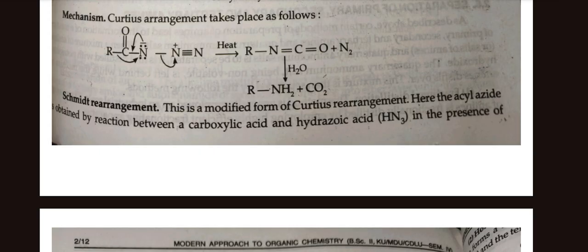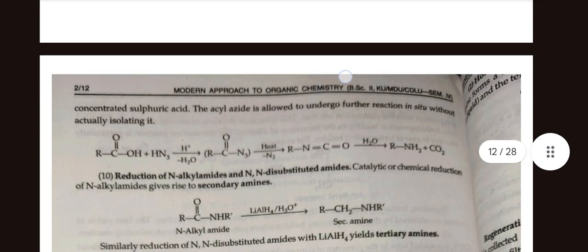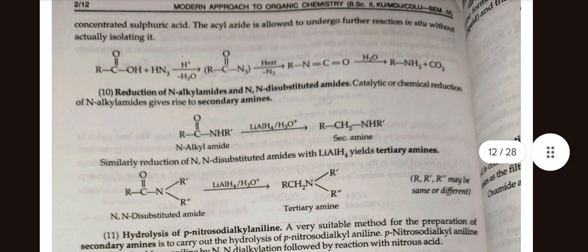Schmidt rearrangement. This is a modified form of Curtius rearrangement. Here the acyl azide is obtained by reaction between a carboxylic acid and hydrazoic acid, HN3, in the presence of concentrated sulfuric acid. The acyl azide is allowed to undergo further reaction in situ without actually isolating it.